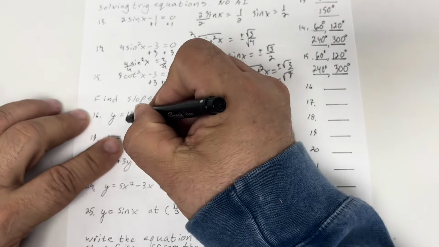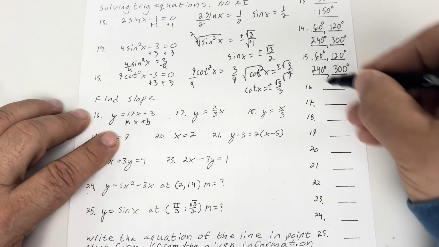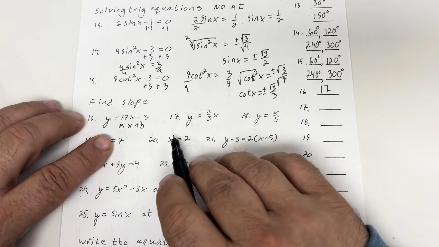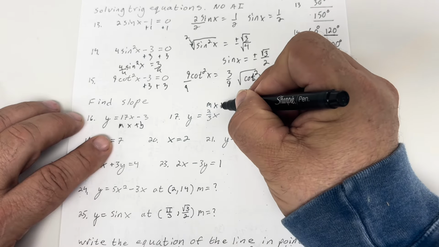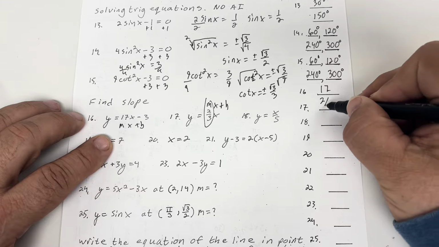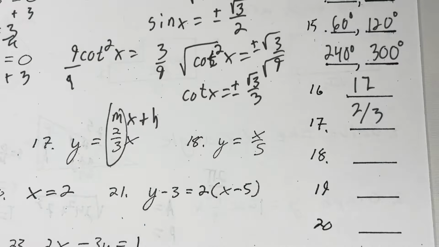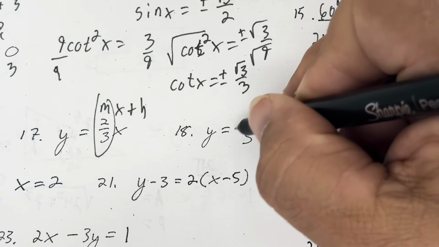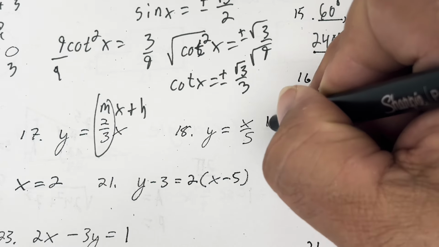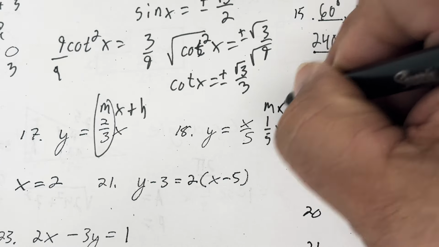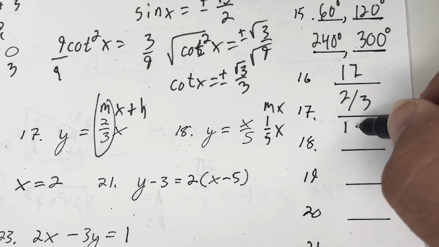mx plus b. Number 17, mx plus b. Slope is 2/3. Number 18, x over 5 can be rewritten as 1/5 x. So now it's in mx plus b format. So for number 18, that slope is going to be 1/5.